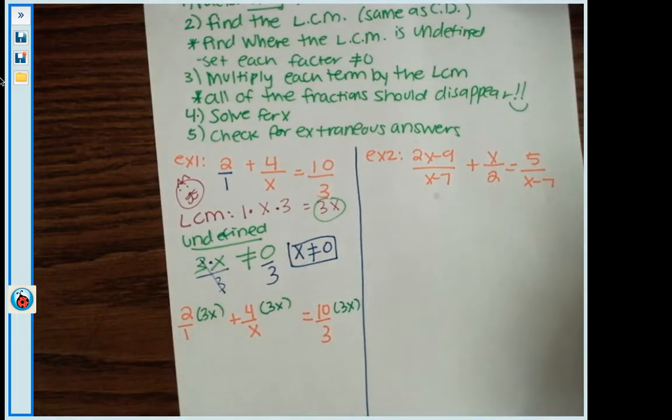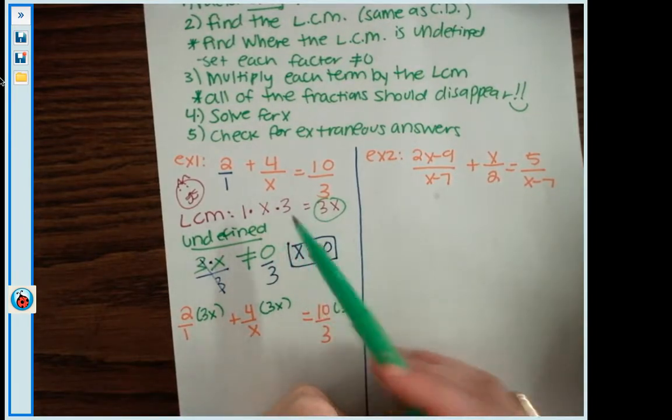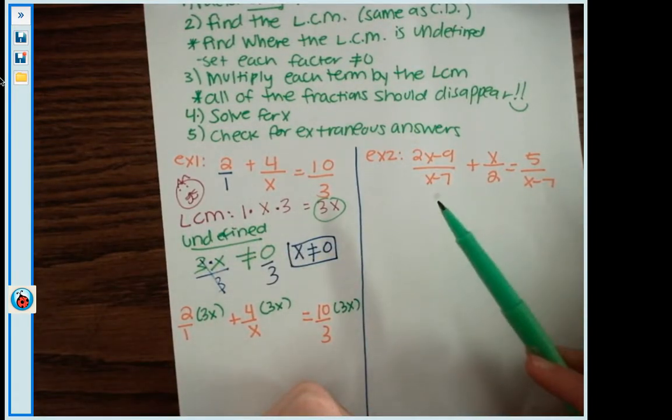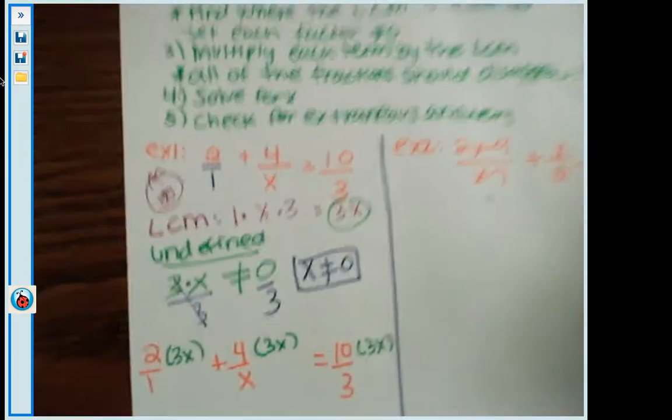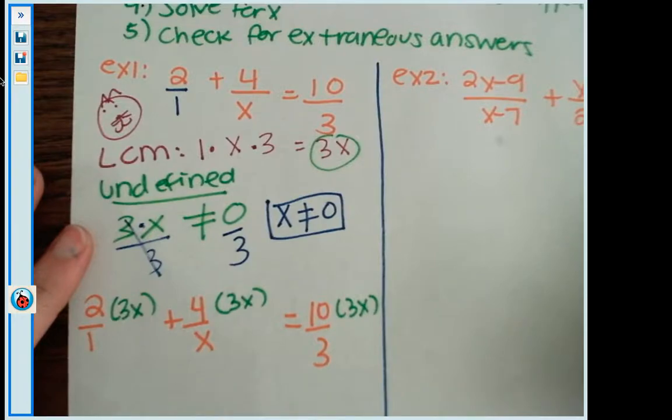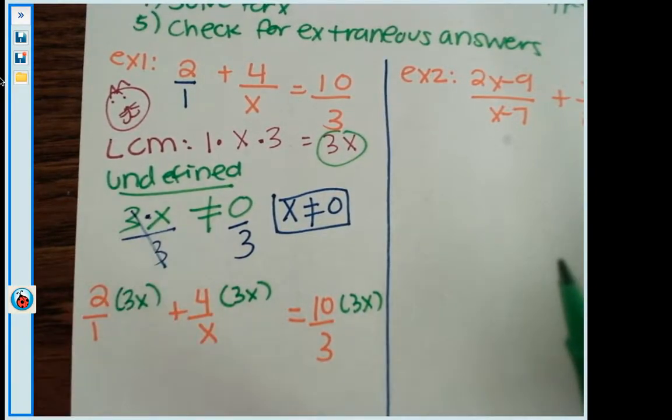All of them. Okay, and what we're looking for is to cancel out our denominators, because if my LCM contains things from each of my denominators, they should just go away. Now be careful, you guys. We can only do this when we have an equal sign. You cannot cross out fractions when you don't have an equal sign.